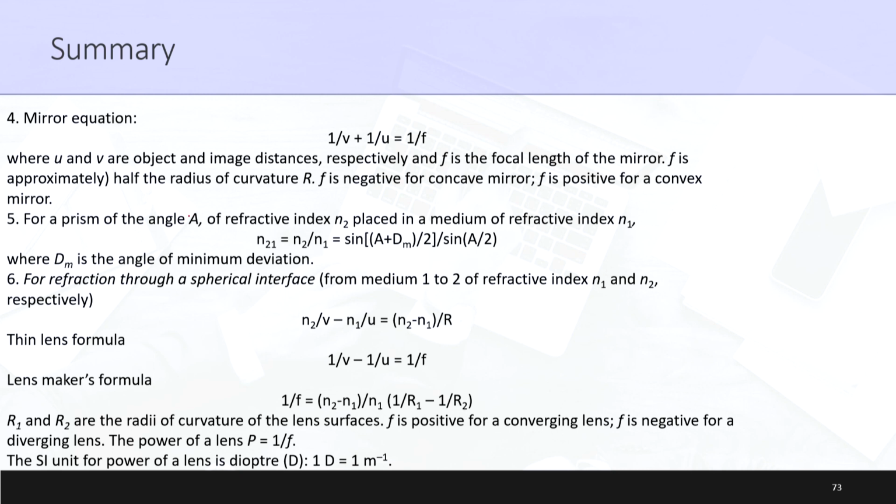f is approximately half the radius of curvature. This derivation has also been explained in the subsequent lectures. f is negative for a concave mirror, quite evident, and f is positive for a convex mirror. These are nothing but sign conventions applicability only.